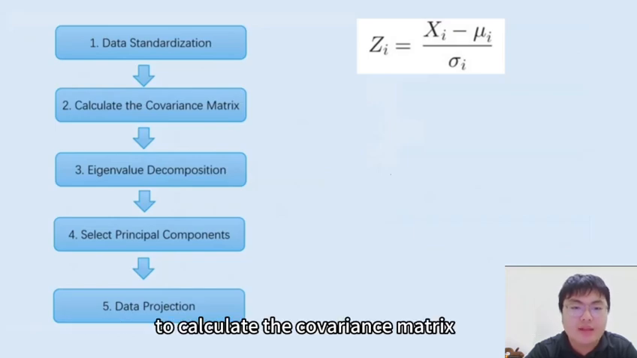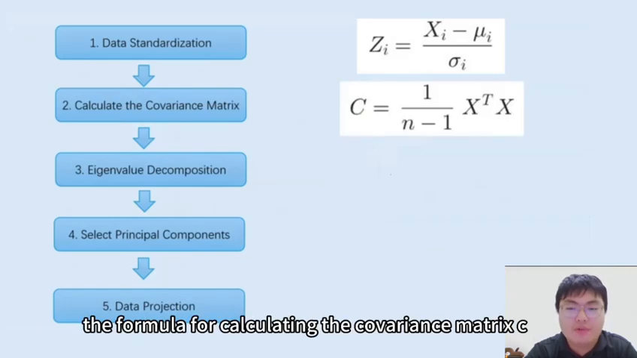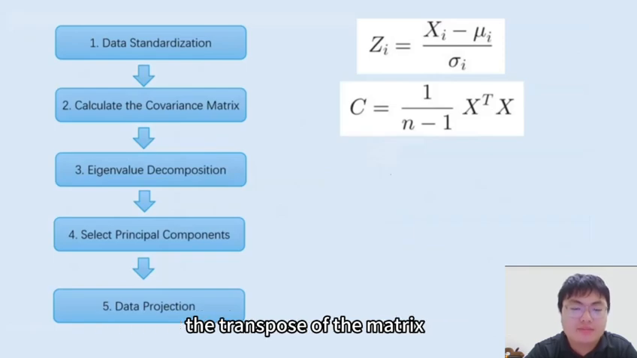2. Calculate the covariance matrix. The standardized data matrix X. The formula for calculating the covariance matrix C is this, where n is the number of samples and X^T is the transpose of the matrix.